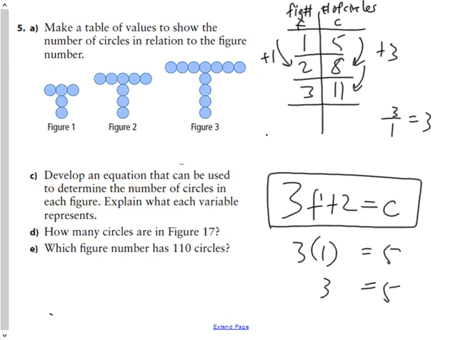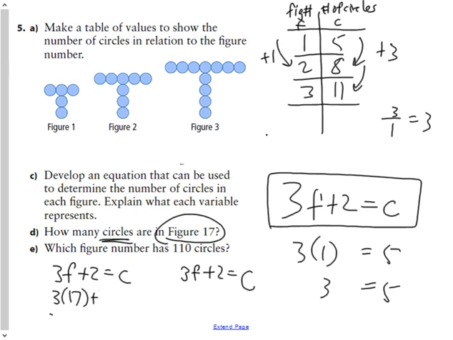So now that I have my equation, I can answer question D and E. So write your equation of 3F plus 2 equals C. I'll do it twice, just for D and for E. So substitute figure 17 to figure out how many circles there are. So figure number 17 will give me 51 plus 2 is 53. So therefore, this one, 53 circles.